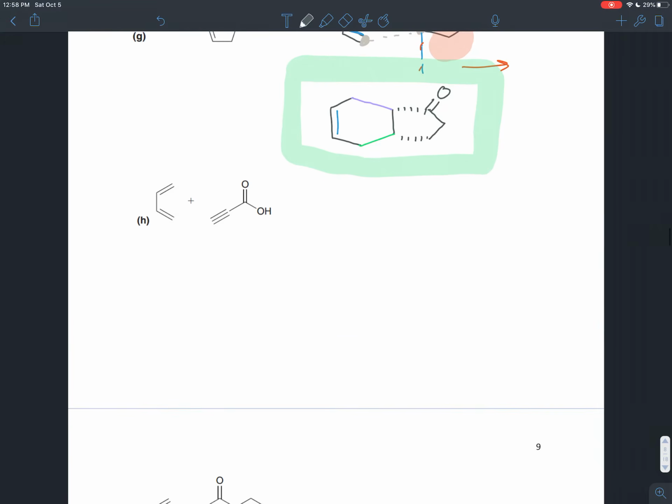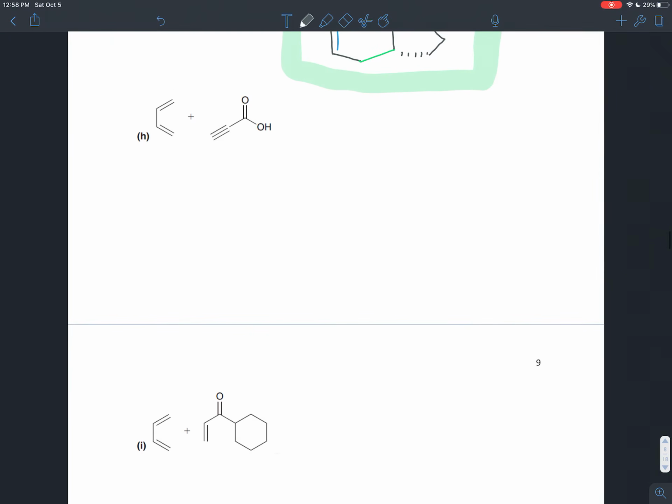All right, next one, H. So let's redraw these molecules so that they're lined up in a way that makes it easier and more intuitive for us. So we'll have that triple bond right next to that diene there, so we can almost see the ring. And then we'll add in that carboxylic acid, which is the electron withdrawing group.